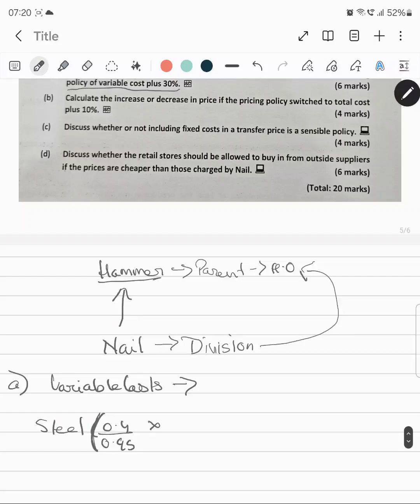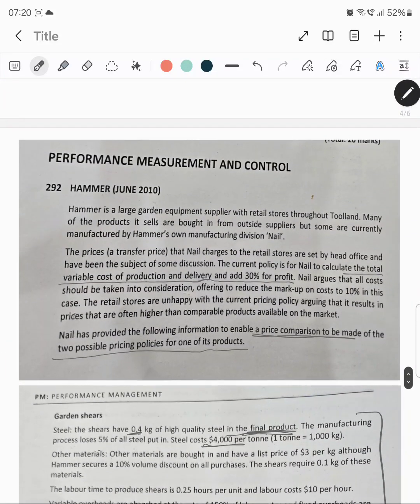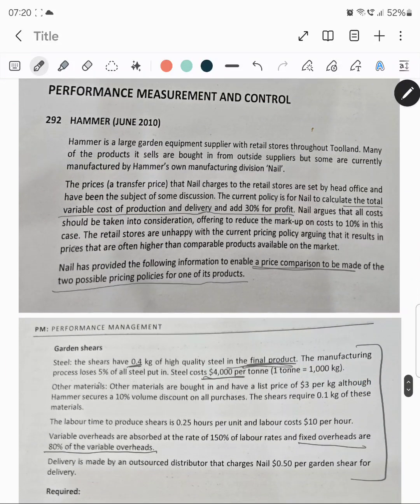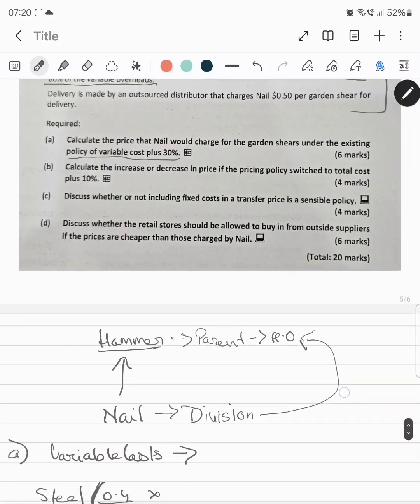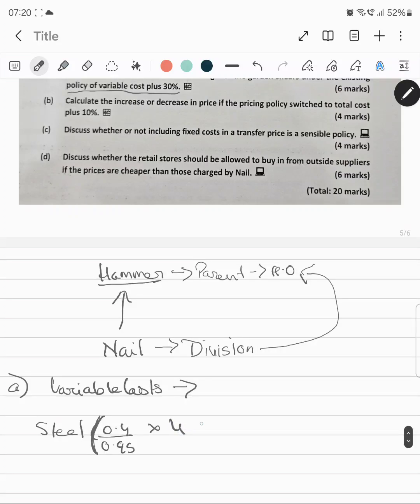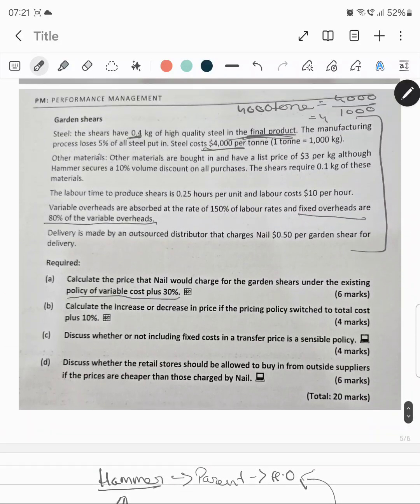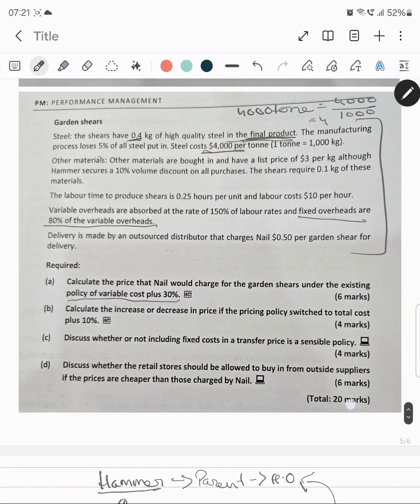So tons are in 1000, and this is in kg, right? Tons are in 1000. If I want to convert tons into kg, what will I do? I'll divide 4000 by 1000, and I shall get 4. Okay, so I will multiply it by 4 over here, and I will get the cost of steel, which is 1.68. After that, other materials are being used.